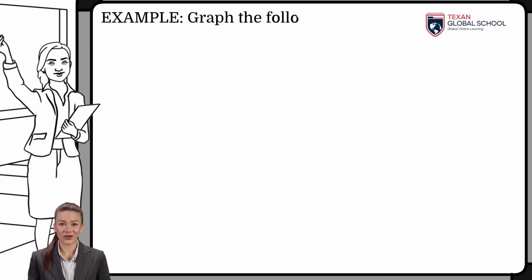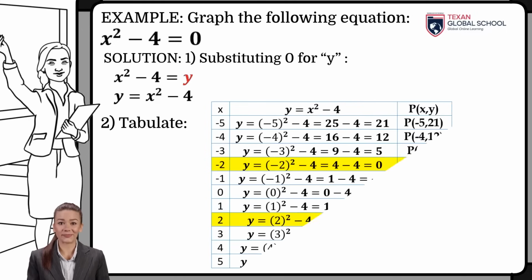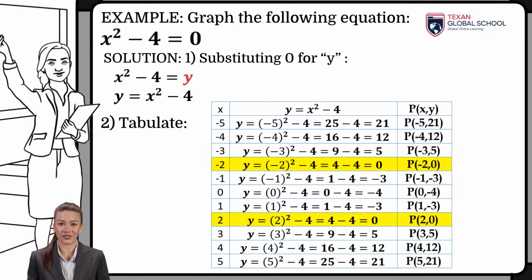This example will graph the quadratic equation x squared minus 4 equals 0. Since the equation is already set equal to 0, we will substitute y for the 0. Now, we tabulate by proposing values of x and substituting them into the equation to obtain the values of y. In this way, we obtain ordered pairs x, y.